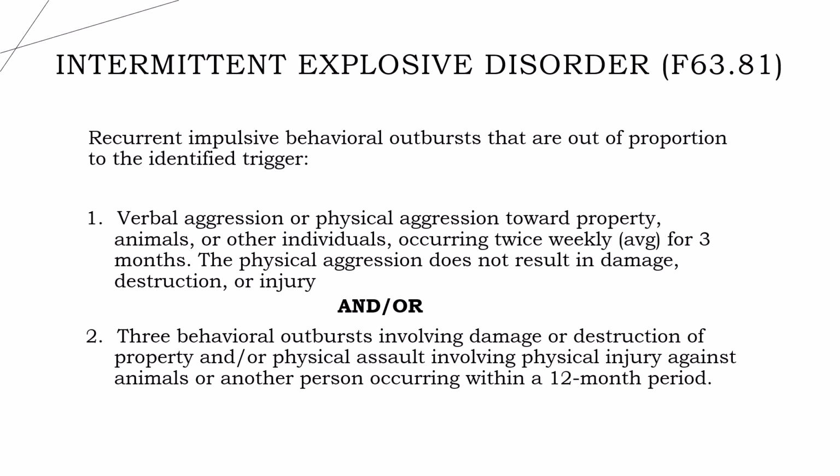Now, when we talk about this physical aggression, this is not going to result in any kind of damage, destruction, or injury, whether to self or others. On the flip side of that, we may or may not also see at least three behavioral outbursts that do result in injury or destruction. And that is going to occur within a 12-month period. So on average, about twice a week, we see these types of outbursts, but they're problematic, but they're not resulting in any significant harm. But then we might also see in between that much more severe outbursts.